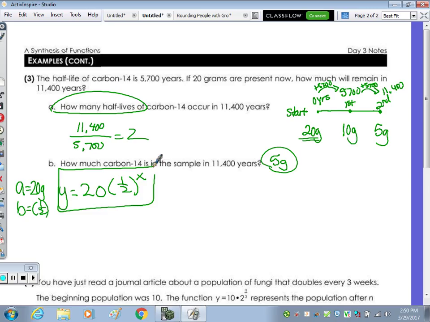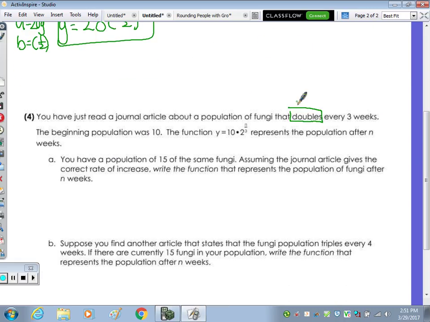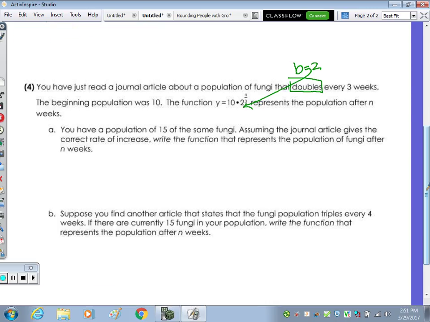The last one, we're just writing the functions. We're not doing any calculations. So it said you have just read a journal article about a population of fungi that doubles every 3 weeks. The beginning population was 10, so we have the function y equals 10 times, because 10 is our starting amount, 2, because the b value, again, it says we're doubling. So if we're going to double, that means our b is 2, which we can see. And then it represents the population after n weeks. Well, if we're looking at n weeks and our population doubles every 3 weeks, that's how many times it's going to double.